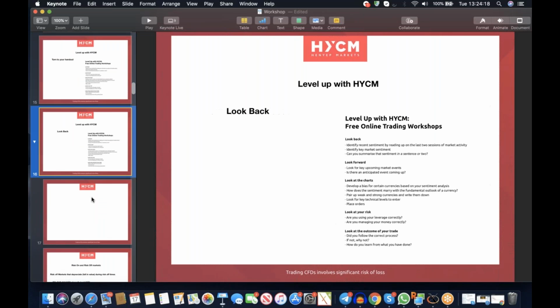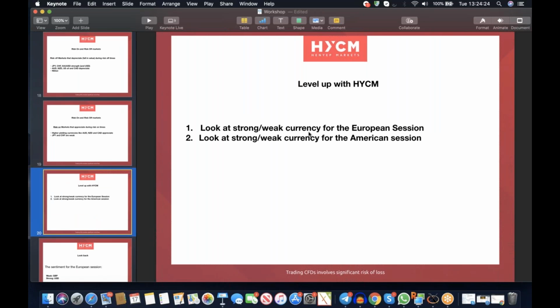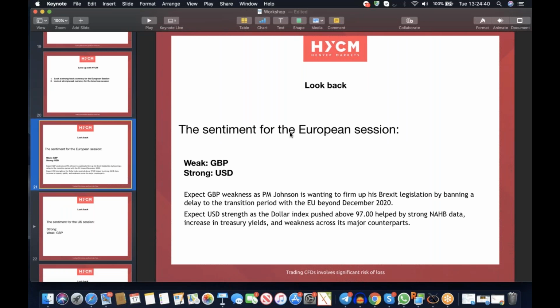So we start to look back, and as we're looking back, we want to see which are the strong and which are the weak currencies for the session. So we're going to look at this now together, and I'm going to show you the decision that I made for the European session. My decision for the European session was this: weak pound. I was expecting pound weakness this morning because PM Johnson wants to firm up his Brexit legislation by banning a delay to the transition period with the EU beyond December 2020. This was always going to be negative.